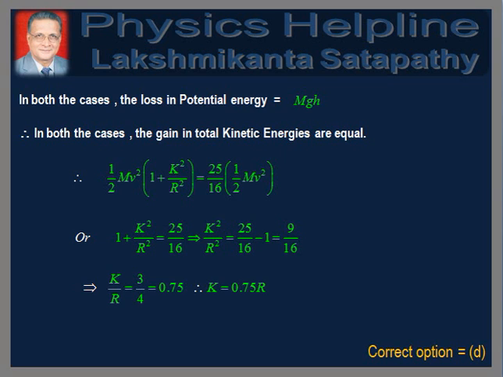Therefore, k square by r square is equal to 9 by 16, which implies k by r is equal to 3 by 4, which is equal to 0.75, or k is equal to 0.75 r. Therefore, the correct option is D, which is the answer to question 1.